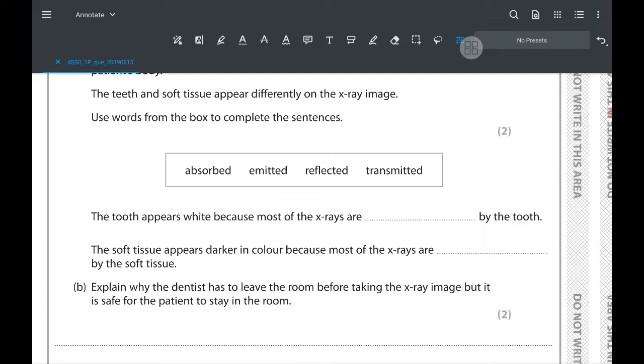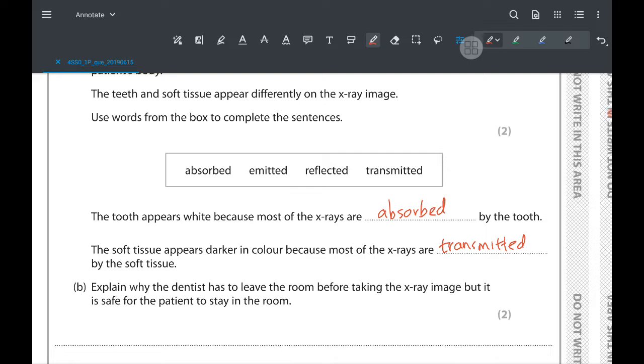The reason is most of the X-rays are absorbed by the teeth. So here we will write absorbed by the tooth. The soft tissues appear darker in color because the X-rays pass through them. So here, the only answer that is suitable is transmitted by the soft tissues.